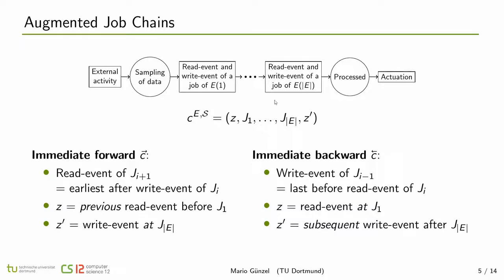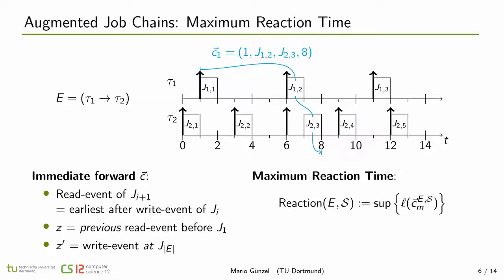And this defines then either the data age, either the reaction time for immediate forward augmented job chains or the data age for immediate backward augmented job chains. And the interesting part is then to compute those maximum values in the whole schedule. Now I want to show you an example how maximum reaction time is computed for a certain schedule.